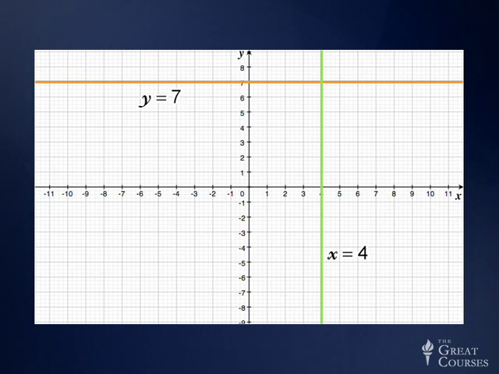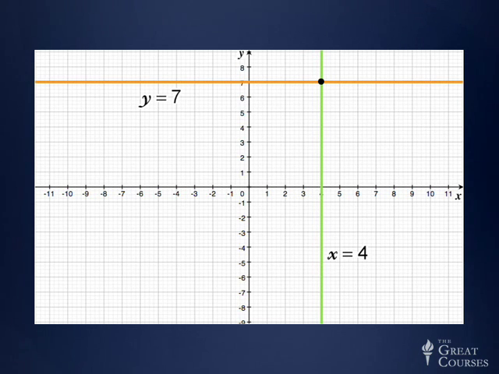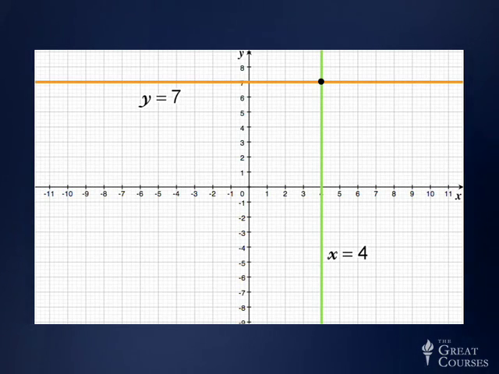You've got a horizontal line and you've got a vertical line. Those have to meet. And they meet, in this example, at the point (4, 7), or x equals 4 and y equals 7. And therefore, the system of equations that we started with has only one solution, (4, 7), and that means this is an independent system.